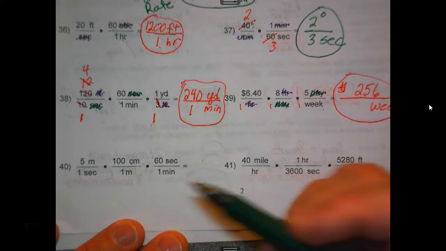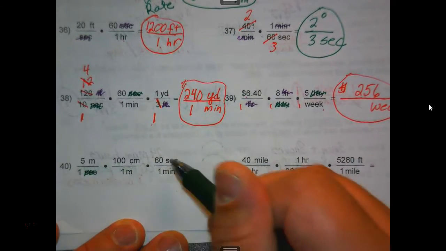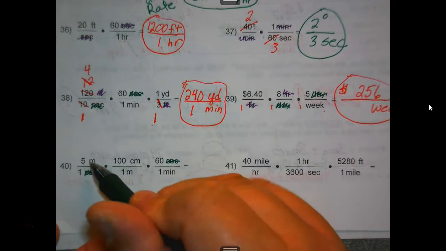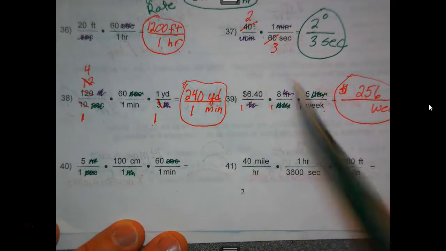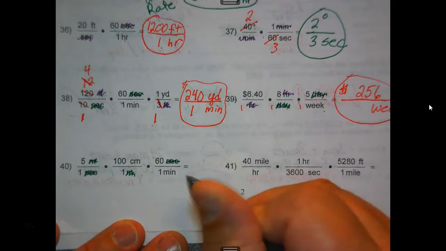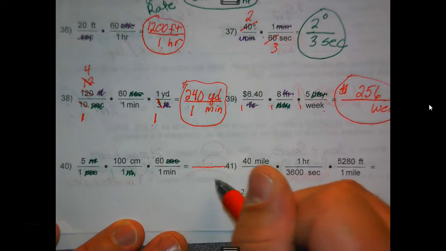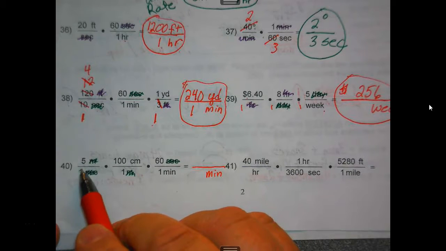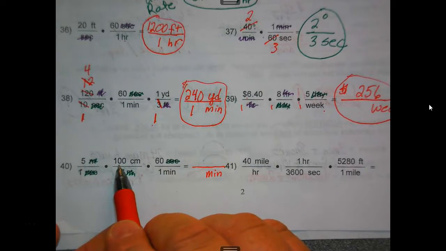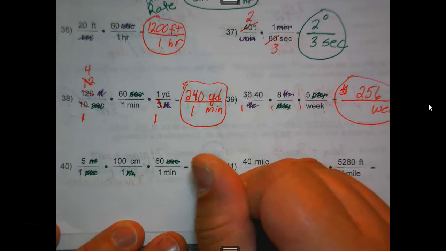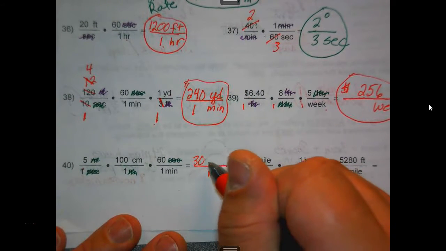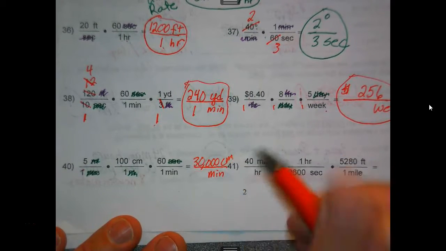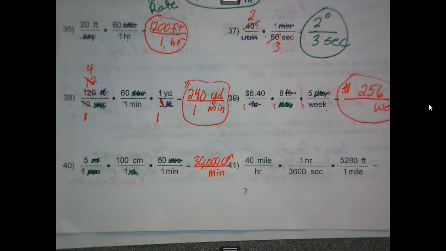Okay, 40. Seconds cancel out. I have all ones on the bottom. That's good. Meters cancel out. So I'm going to end up with minutes on the bottom. And if you want to put a 1 there, you can put a 1. 5 times 100 is 500. Times 60, well, you have 3 zeros. And we have centimeters. 30,000 centimeters per minute.